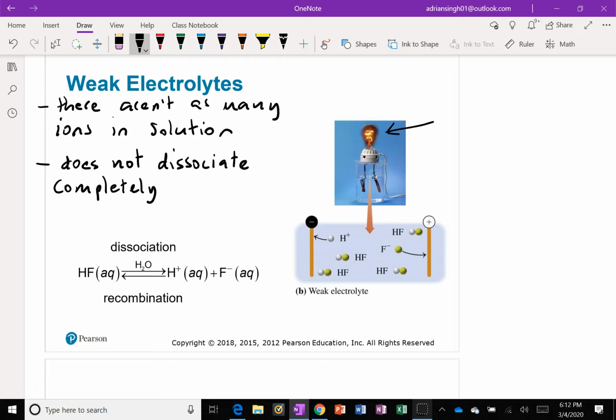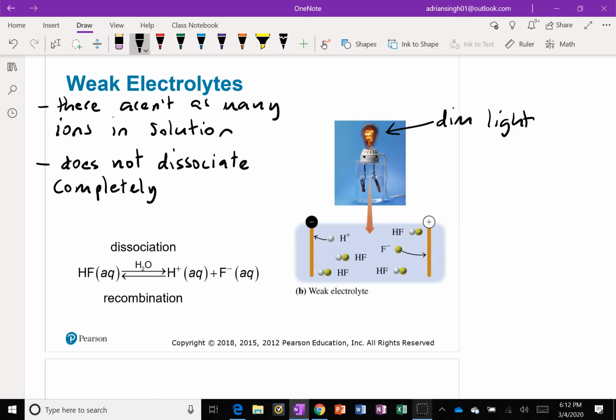Question? So is that saying that dissociation is the arrow going to the right and then recombination is the arrow going back to the left? Correct. That's exactly what that's saying. Yeah. So the right to left is just the opposite of dissociation. And that's happening as well in this case.